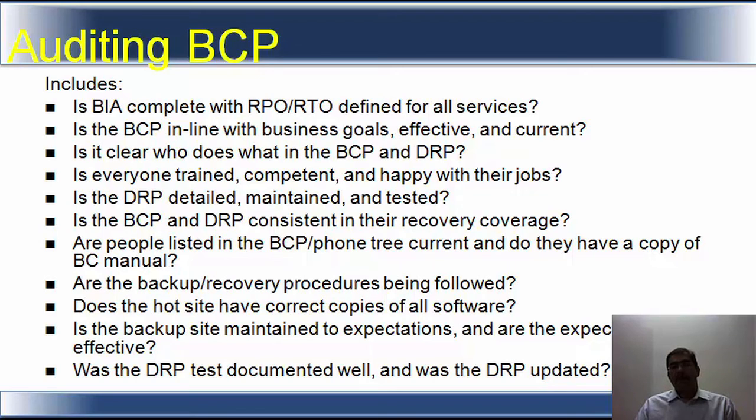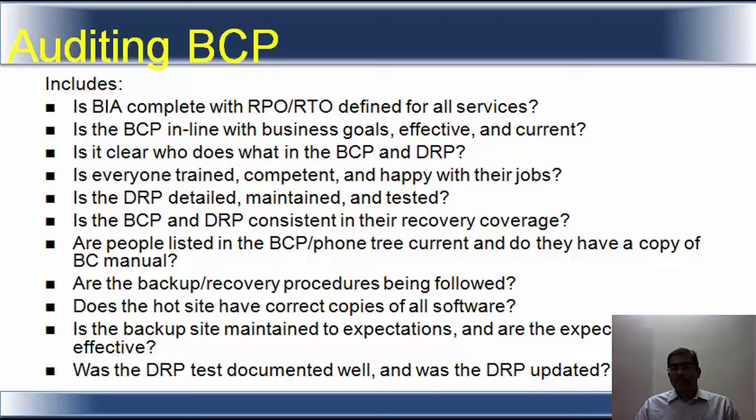Now, auditing BCP includes: is the business impact analysis complete with the recovery point objective and recovery time objective defined for all services? Or is it just for one or two services? So, for all services which are critical or non-critical, there should be a BIA. It should be complete. Is the BCP in line with business goals? Is it effective and is it current? So, the BCP should be made in line with the business goals. It should not be a simple cut and paste from some other organization where you may not even have the same kind of infrastructure present.